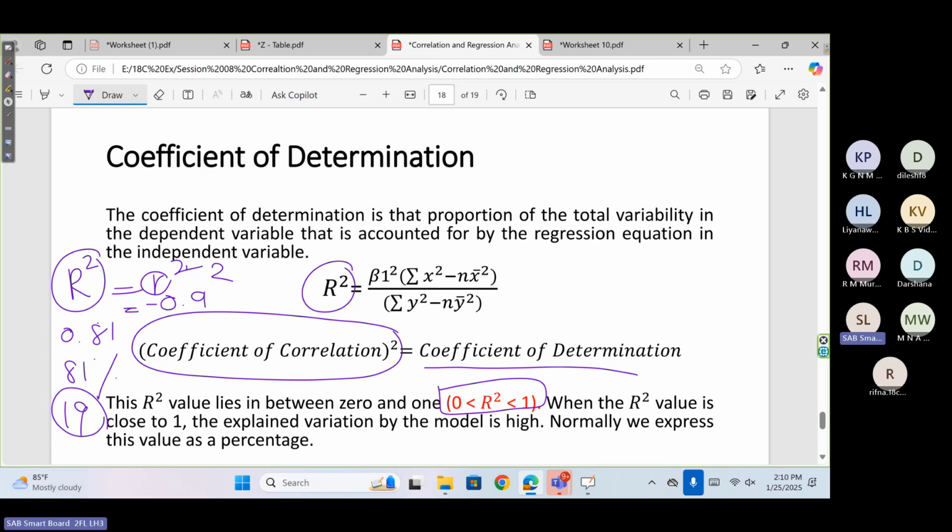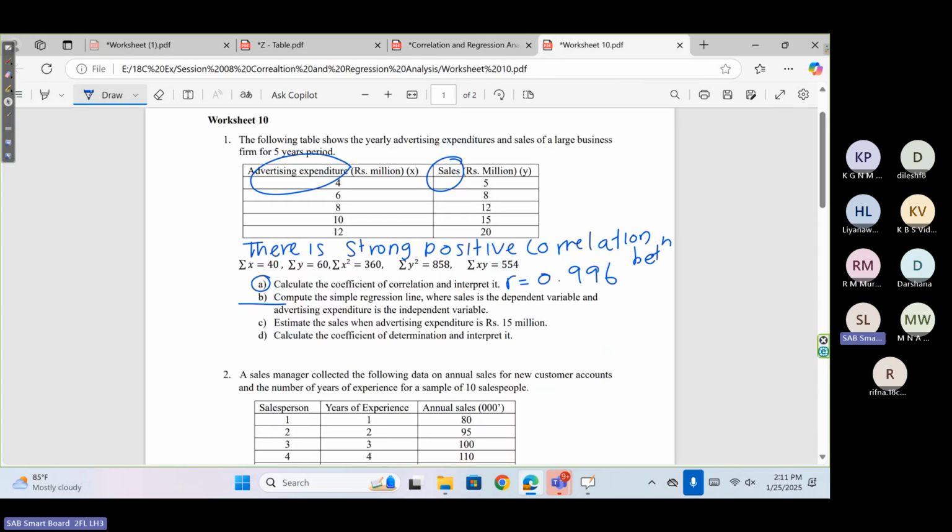Understood? It's clear? Then that is the meaning of the coefficient of determination. When the R squared value is close to 1, the variation explained by the model is high. Assume R squared is 1. It means there is only one factor affecting the particular dependent variable. That factor's share of the variation is 100%. There is no other factor. It's clear? Okay.